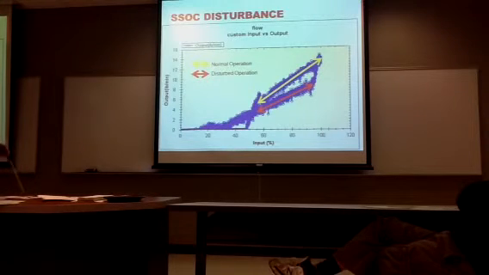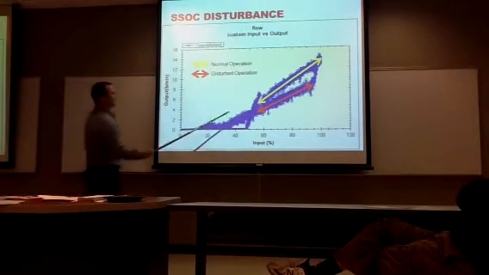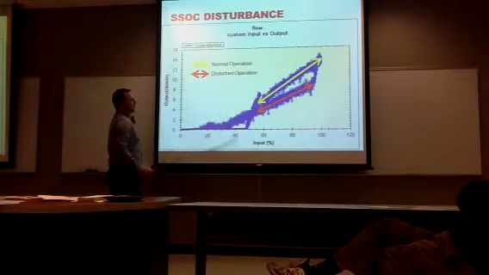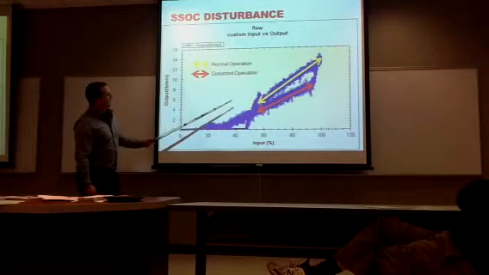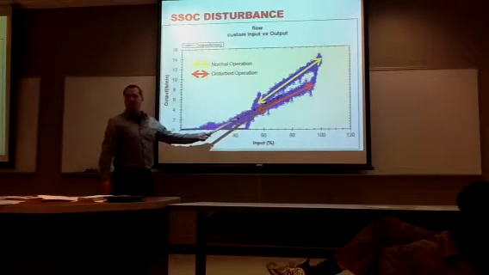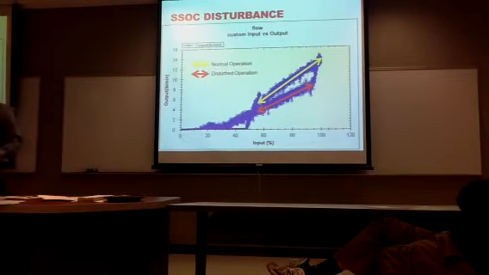This is just showing the change in the steady state operating curve. The one that I showed you earlier is the yellow one that I used. When it's disturbed, this is the effect that it has on the steady state operating curve when that other station is running.